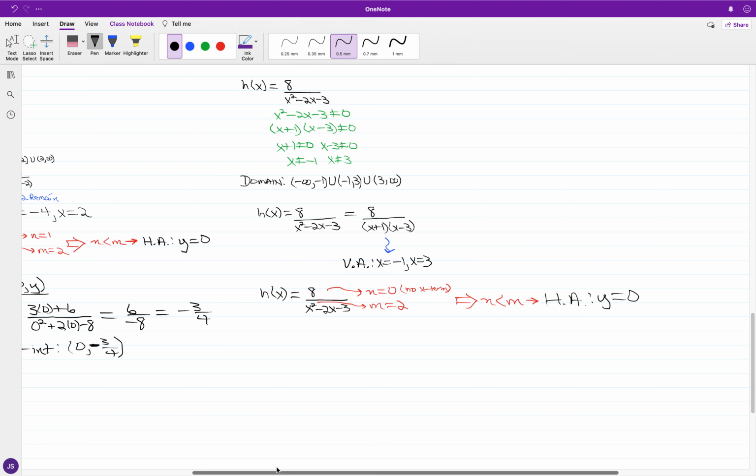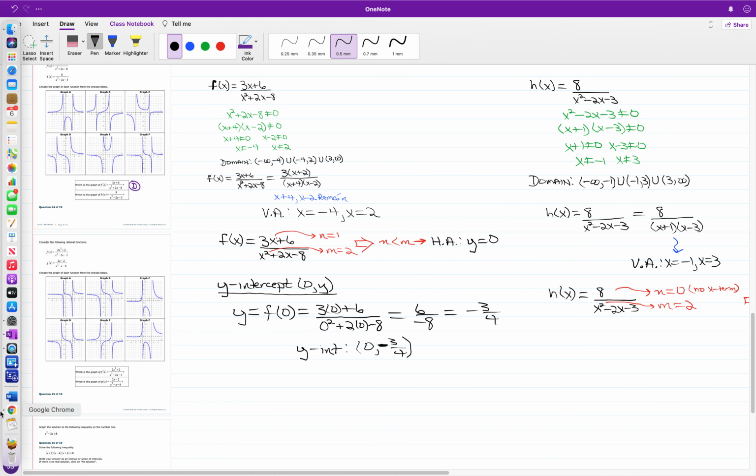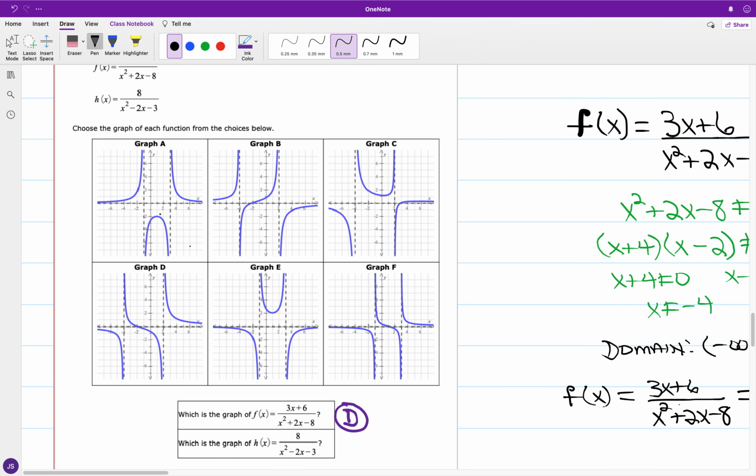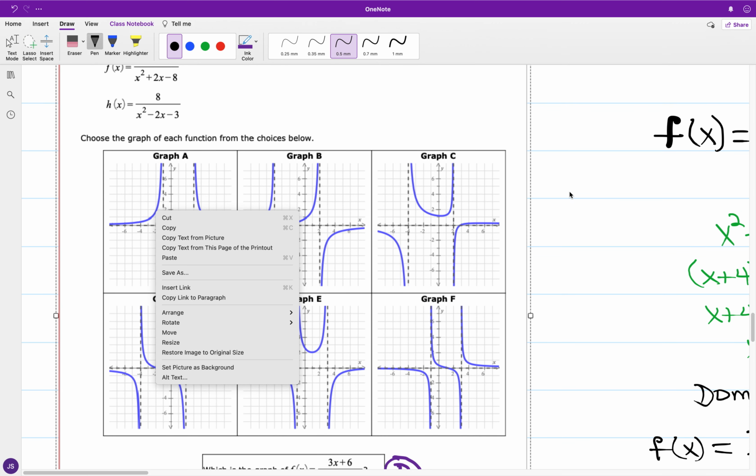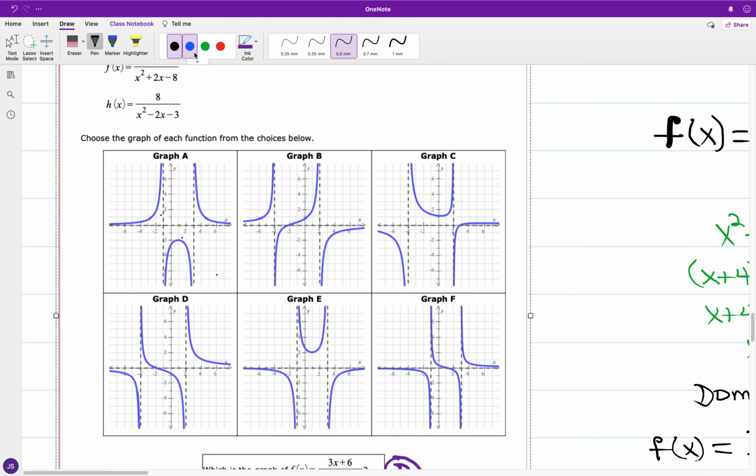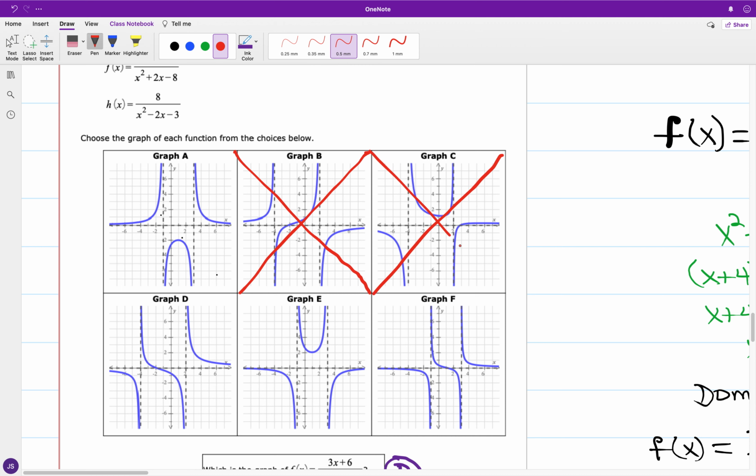So just looking at what we have in the graphs, you got your vertical asymptotes, x equal to -1 and x equal to 3, and again the horizontal asymptote at y equal to 0. Looking at what we have here, -1 and 3 is still in the running. B is going to be out of the picture, and we don't have the same vertical asymptotes for graph C. Same thing with D.